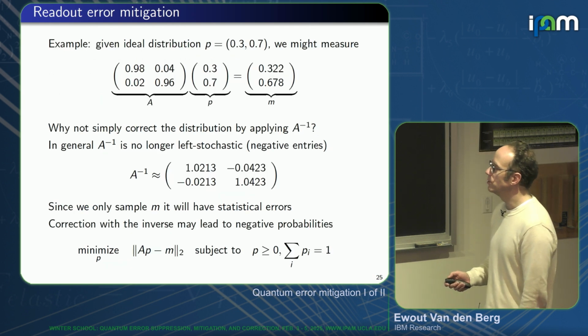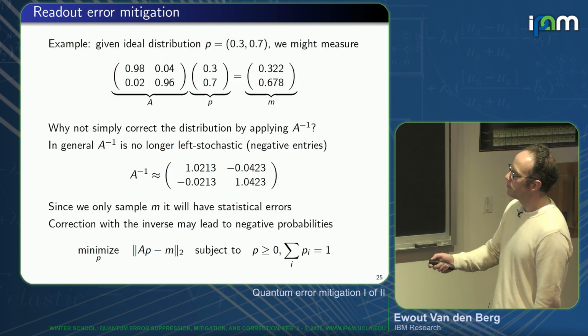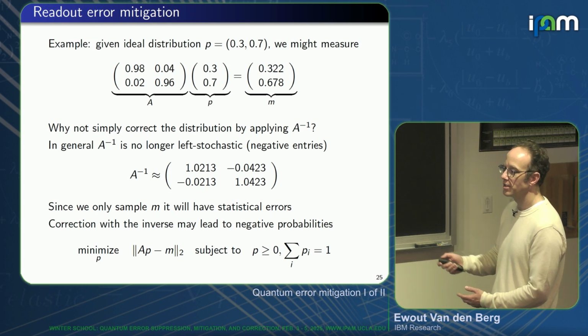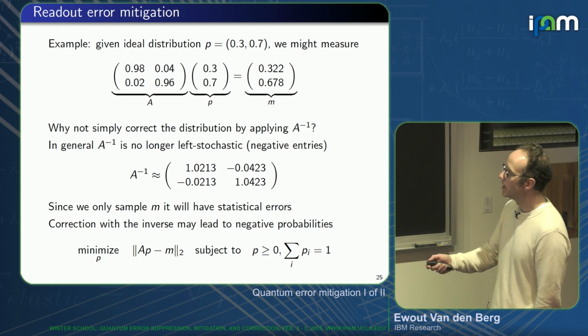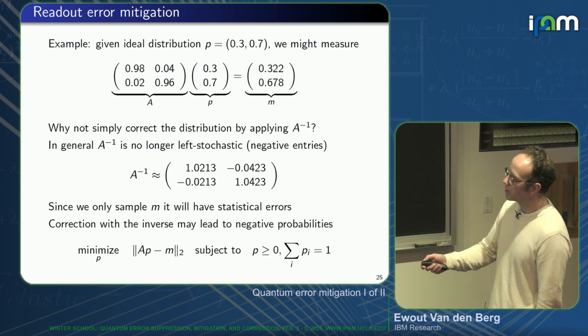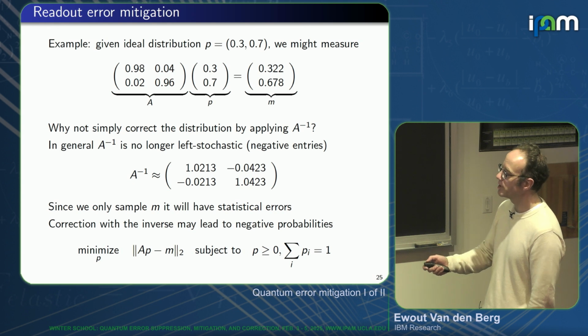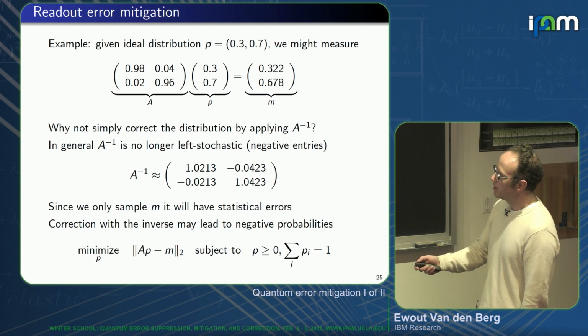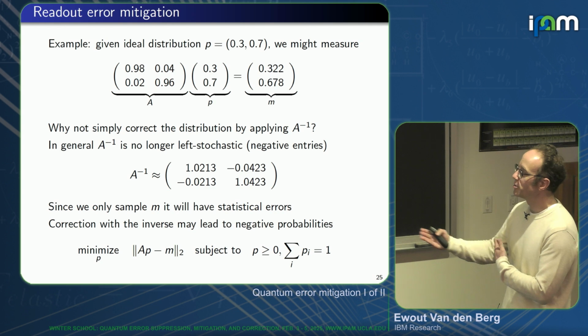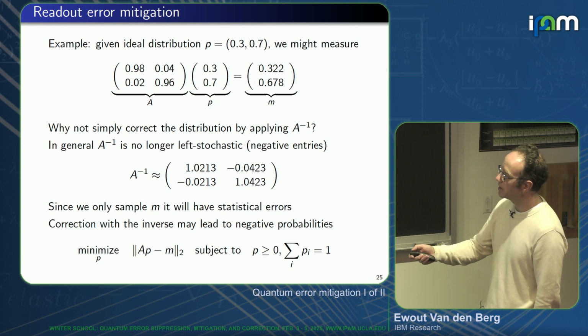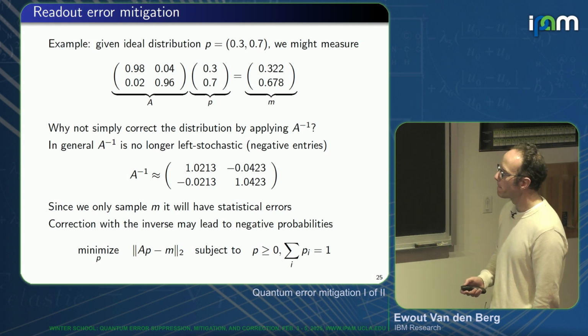So that's also easy to represent. Now, if you have an ideal distribution of 30% zeros and 70% ones, and the readout error on the 0 state would be 2%, and the readout error on 1s would be 4%, then you just multiply it, and you see that there's some shift in the probability of measuring a 0 and a 1.